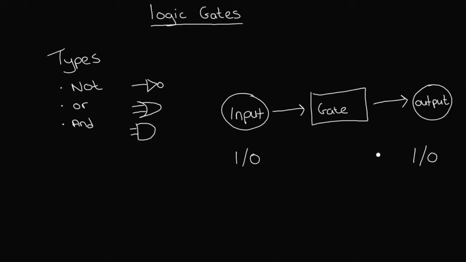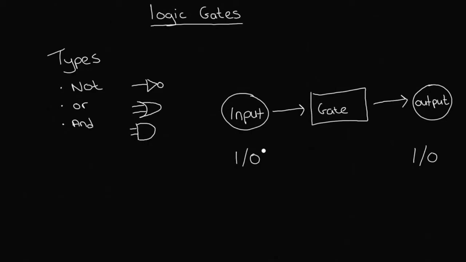Now if I give that same input using a different gate, so if I was to use an OR gate, I would get a different output even though I gave the same input. I could give the exact same input to an AND gate but get a different outcome or a different output.